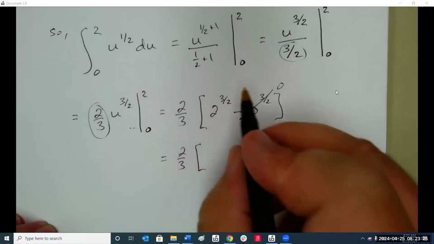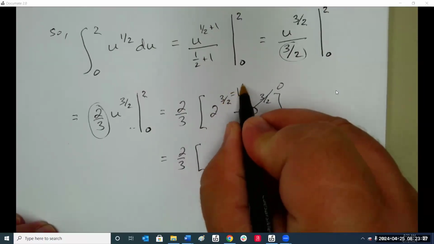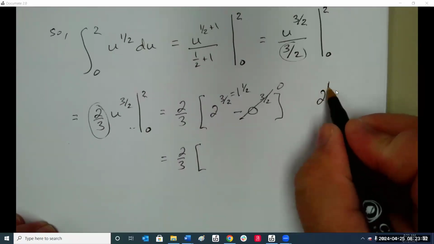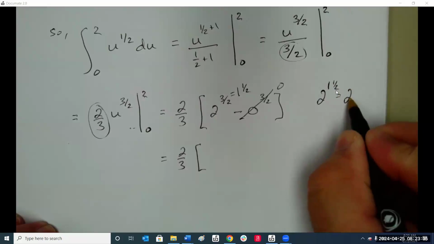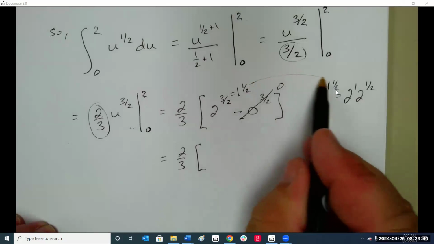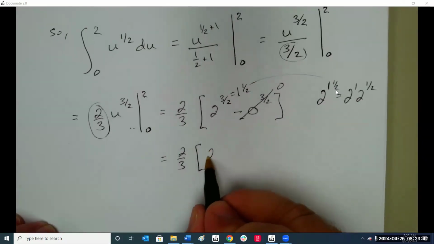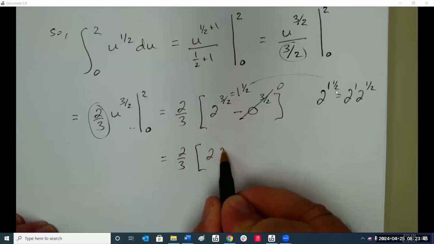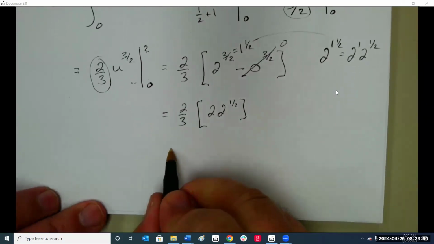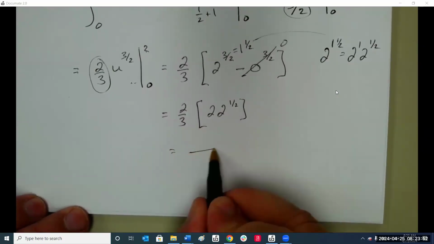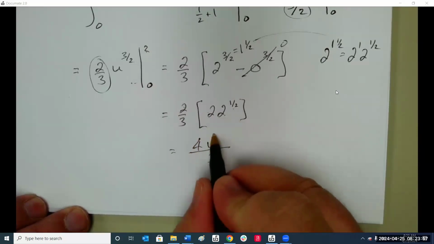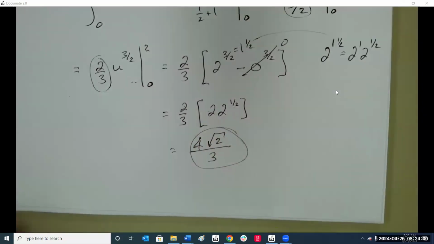So 2 to the power 3/2, again, this is an improper fraction, so I could split it up. So 2 to the power 1 1/2 becomes 2 to the 1, 2 to the 1/2. So I have 2 times 2 to the 1/2 power. It's all divided by 3. 2 times 2 is 4. 2 to the 1/2 is square root of 2. Same thing.